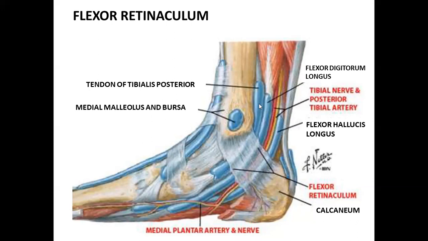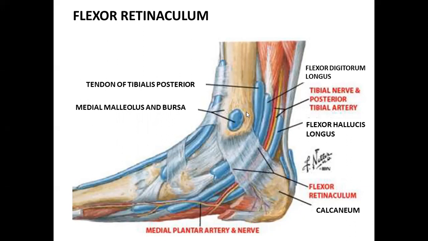The structures that pass deep to the flexor retinaculum from medial to lateral side are remembered by the mnemonic: The doctors are not here. What are these? These are the tendon of the tibialis posterior muscle, most medially. Then we have the tendon of the flexor digitorum longus. Then we have the artery, that is the posterior tibial artery. We have the tibial nerve, and we have the tendon of the flexor hallucis longus muscle.